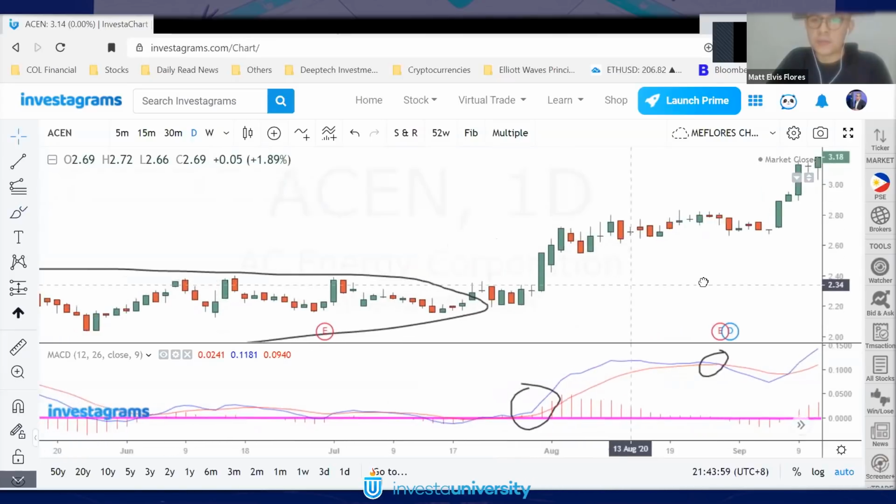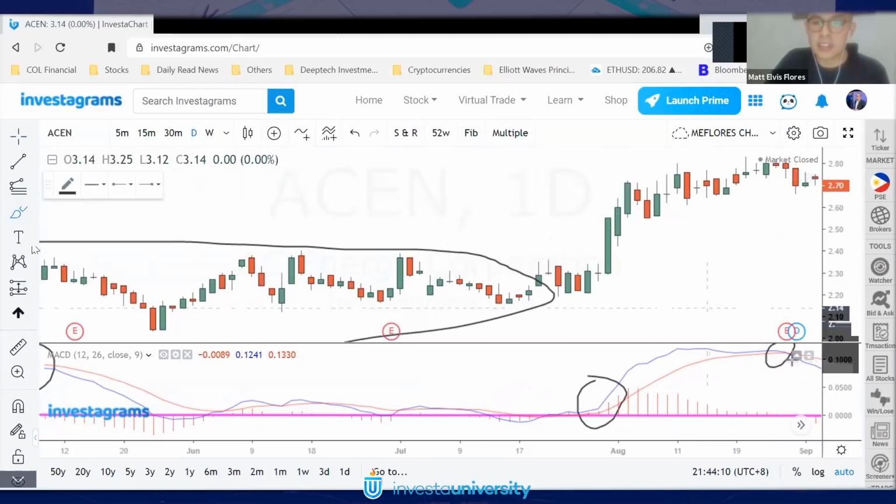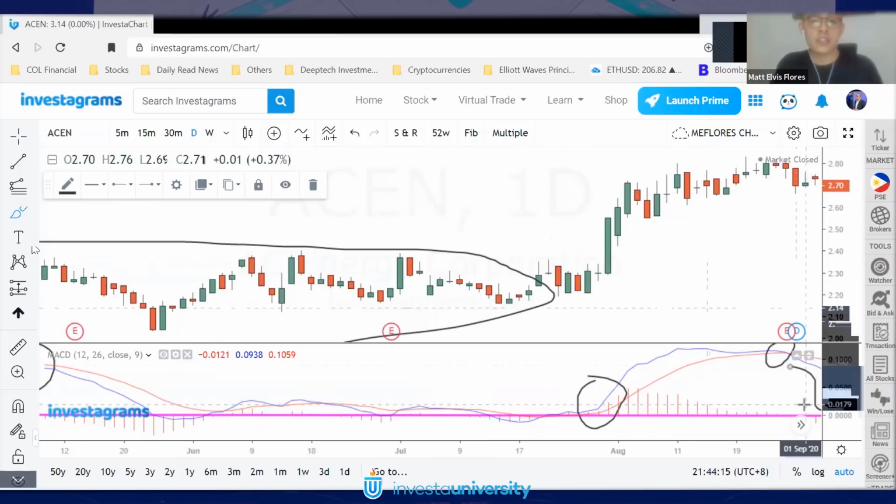Tingnan mo. Di ba? Uy, MACD cross down. Okay, sell na ako. Okay, forget about it. Di ba? Kasi ang iintayin ko na lang is bumaba na lang siya dyan. Ma-die down na lang yung emotions. All the way back to zero level. However, di ba?